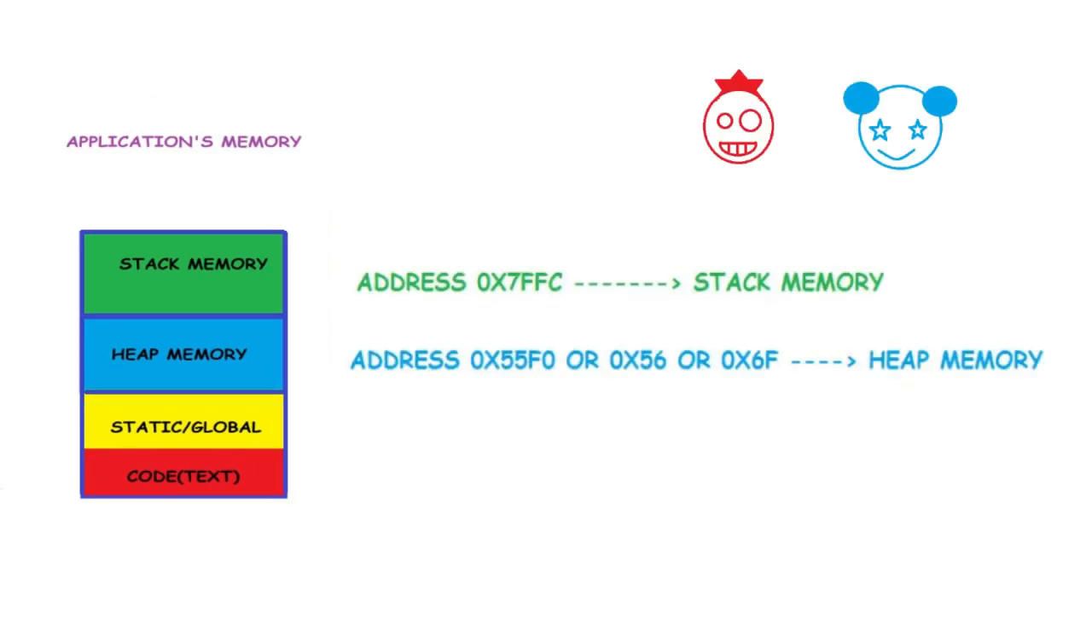So to recap, an address of 0x7ffc is going to be associated with the stack section of memory, whereas an address of 0x55f0 or 0x56 or 0x6f is going to be associated with the heap section of memory. So you can see that the addresses of the stack section of memory are higher than the addresses for the heap section of memory.